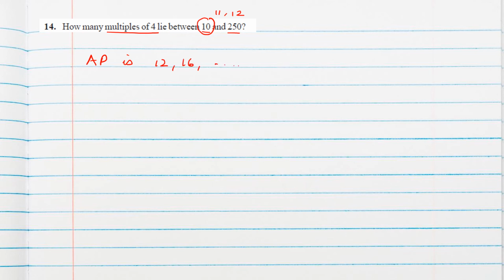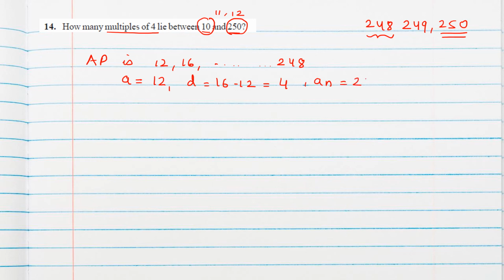It's enough to find the first term, and then from the last side we will check 250. We should check whether it is a multiple of 4. No. So we can check 249. No. 248. Yes. So the last number will be 248. So we got our AP here. We find the a value, which is 12. The d value will be 16 minus 12, which gives 4. an is 248. How many multiples do we want?